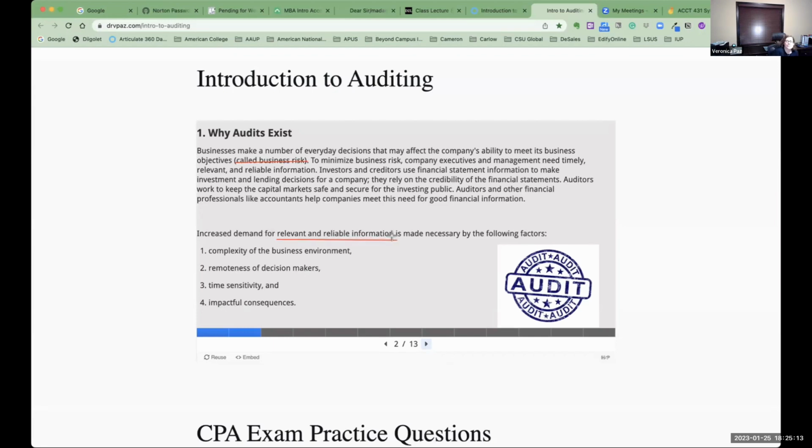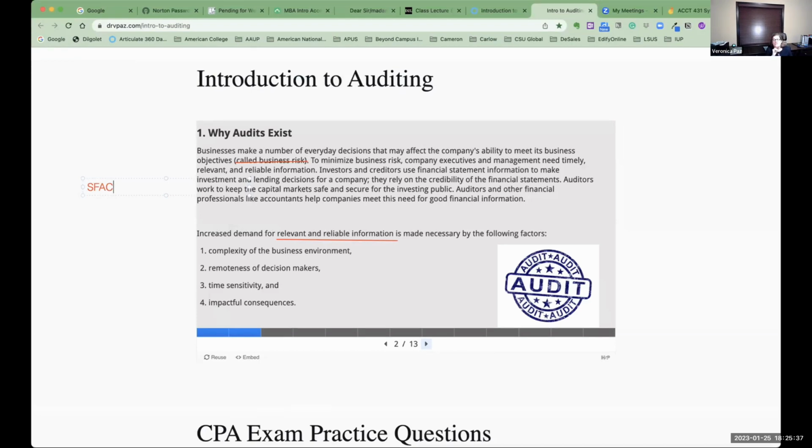Where in GAAP do you see relevant and reliable information? Do we know? How familiar are we with GAAP? Relevant and reliable information are qualitative characteristics of GAAP, and those qualitative characteristics are part of SFAC, Statement of Financial Accounting Concepts, okay?